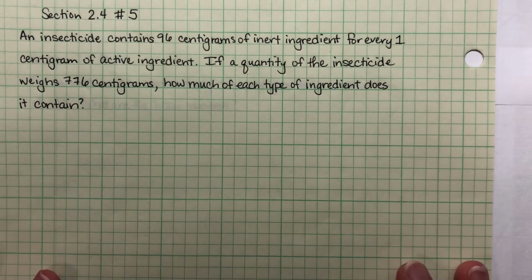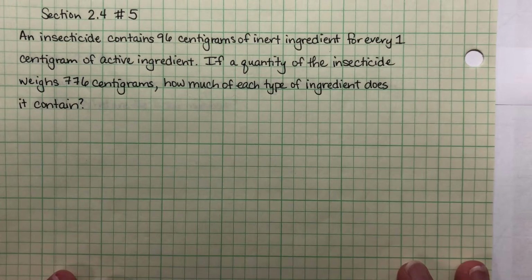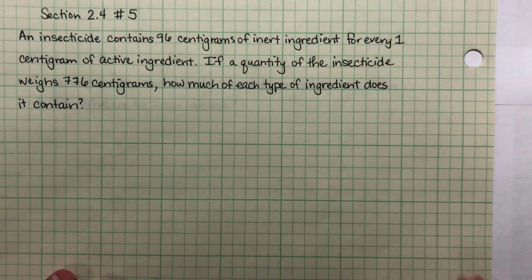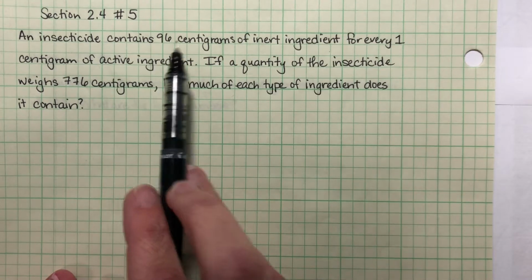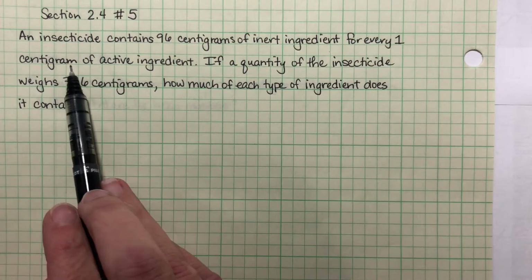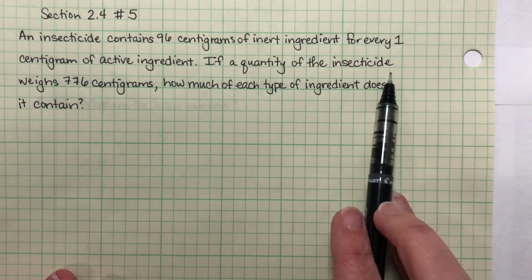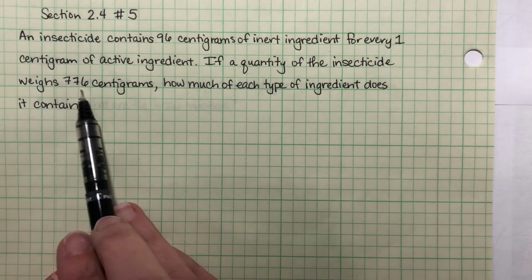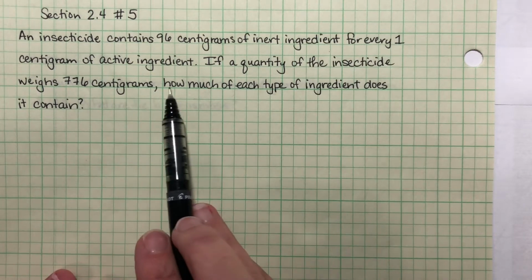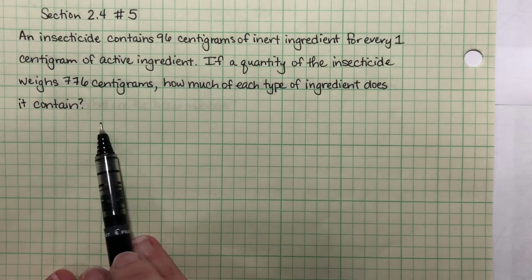This is problem number 5 from the section 2.4 homework. This one is tricky, okay? An insecticide contains 96 centigrams of inert ingredient for every 1 centigram of active ingredient. If a quantity of the insecticide weighs 776 centigrams, how much of each type of ingredient does it contain?